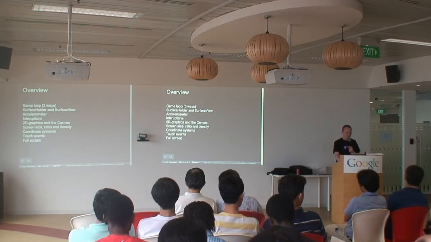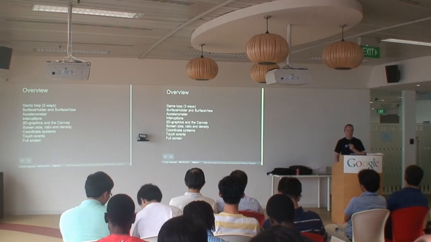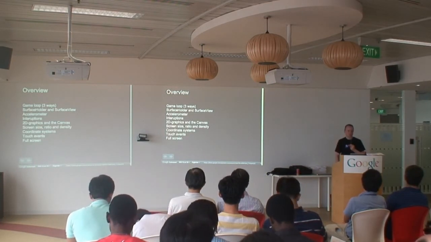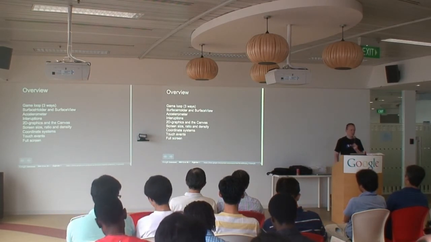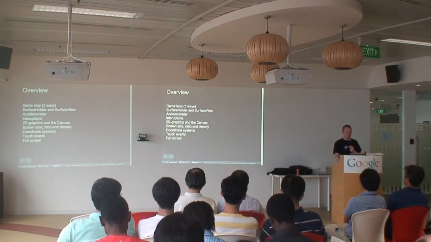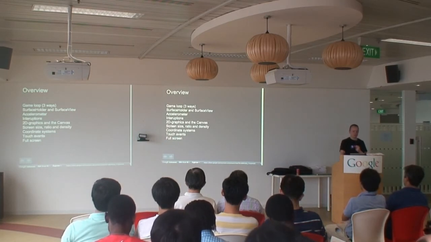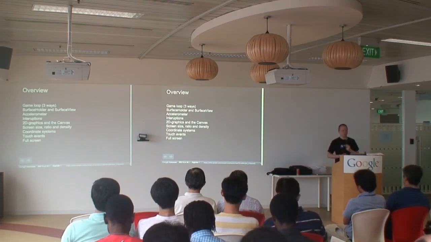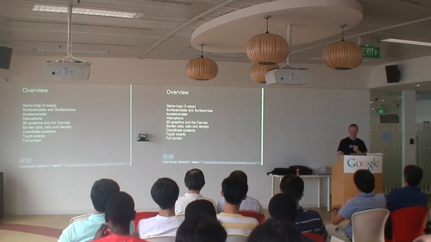Then I'm going to talk about 2D graphics and the canvas object. A few words about things you have to think about with the screen size, ratio, and density of devices, since you never know what kind of telephone the user has. Then some words about coordinate systems, touch events, and finally full screen. Some of these things are very basic, but it should be enough to get started with game programming.